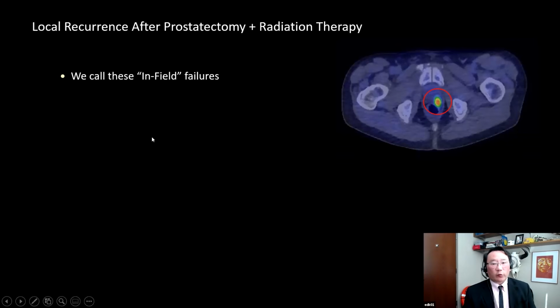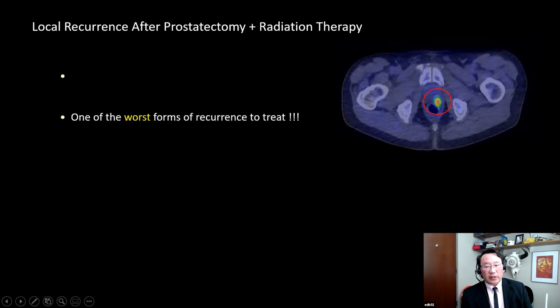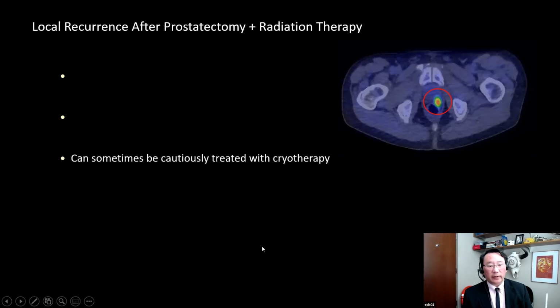Finally, you can have a local recurrence in an area where the prostate has been removed and radiation has been given. We call these in-field failures. I think we made it up inside our clinic here because we see so many of these things, but we call it in-field failure. This is one of the worst forms of recurrence for us to treat.